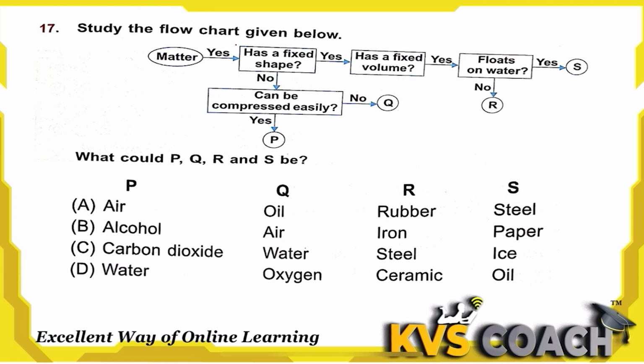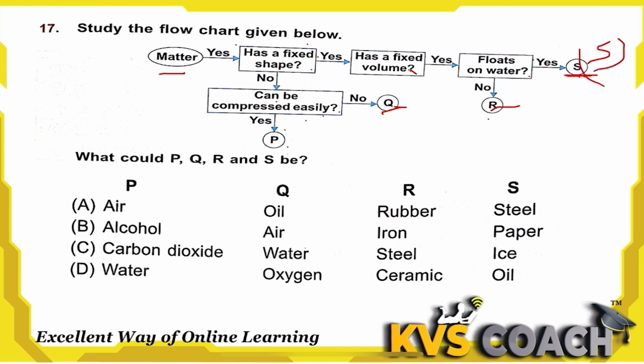Next is, study the flow chart given below. This is matter. Yes, it has a fixed shape. No. It can be compressed easily. Yes. It can be compressed easily. No. And it has a fixed volume and fixed shape. Yes, fixed volume, and can float on water. It means, yes, it is a solid.